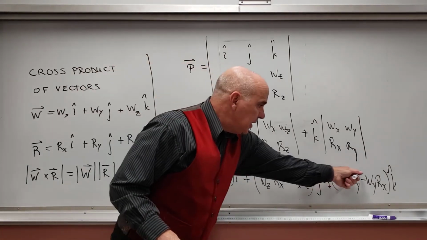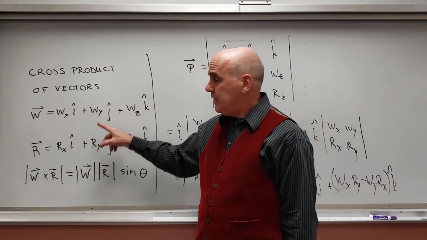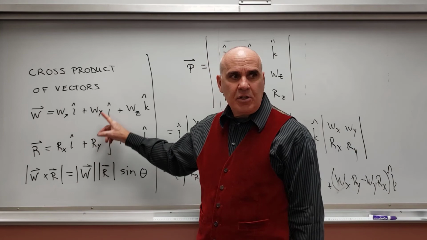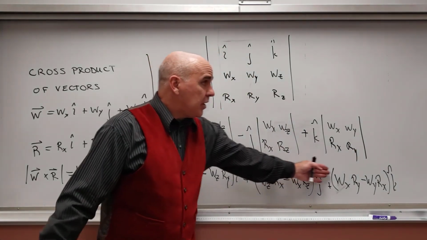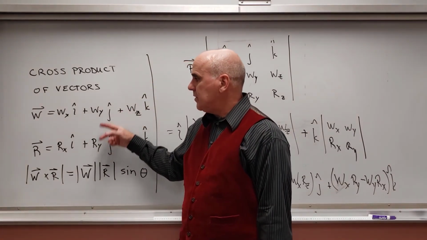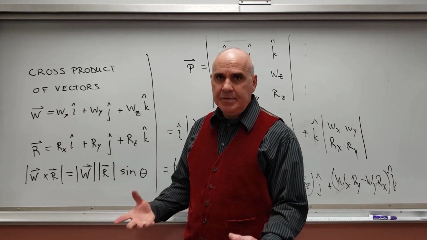And this vector is perpendicular to W and it's perpendicular to R. And I call that mutually perpendicular to both of those. And if you get zeros across the board, it's because these two vectors are along the same line, either parallel or anti-parallel. And that'll give you zero.